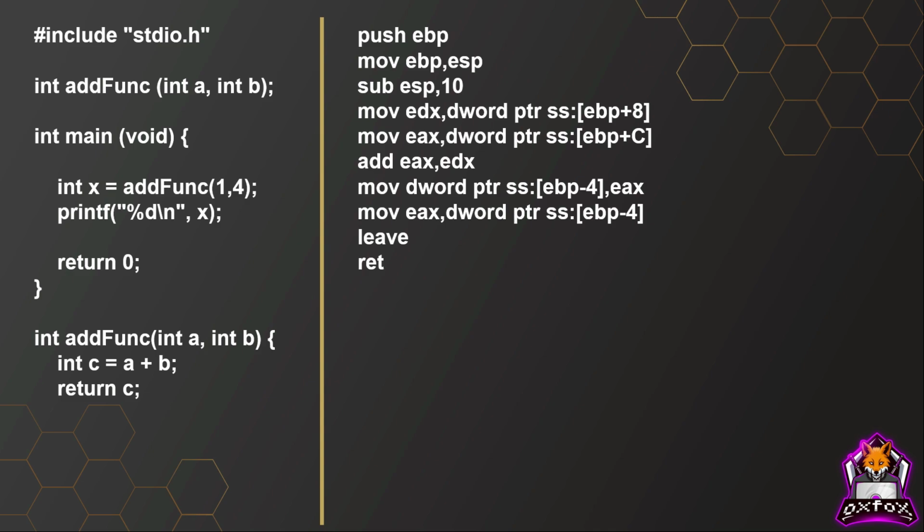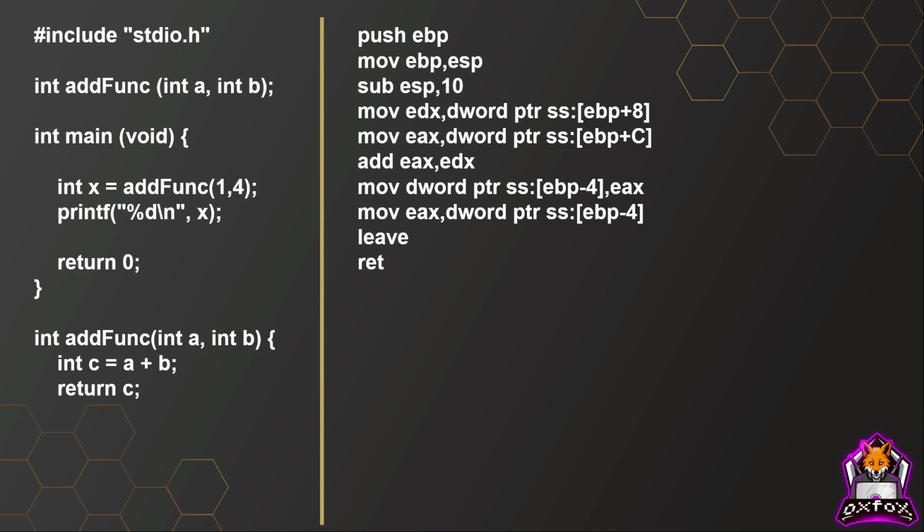So the first three lines are what's known as the function prologue. And this is where space is created on the stack for the function. So push EBP preserves the previous stack frame pointer, and this is so it can be returned to at the end of the function. A stack frame, like I say, is used to store local variables, and each function will have its own stack frame in memory.